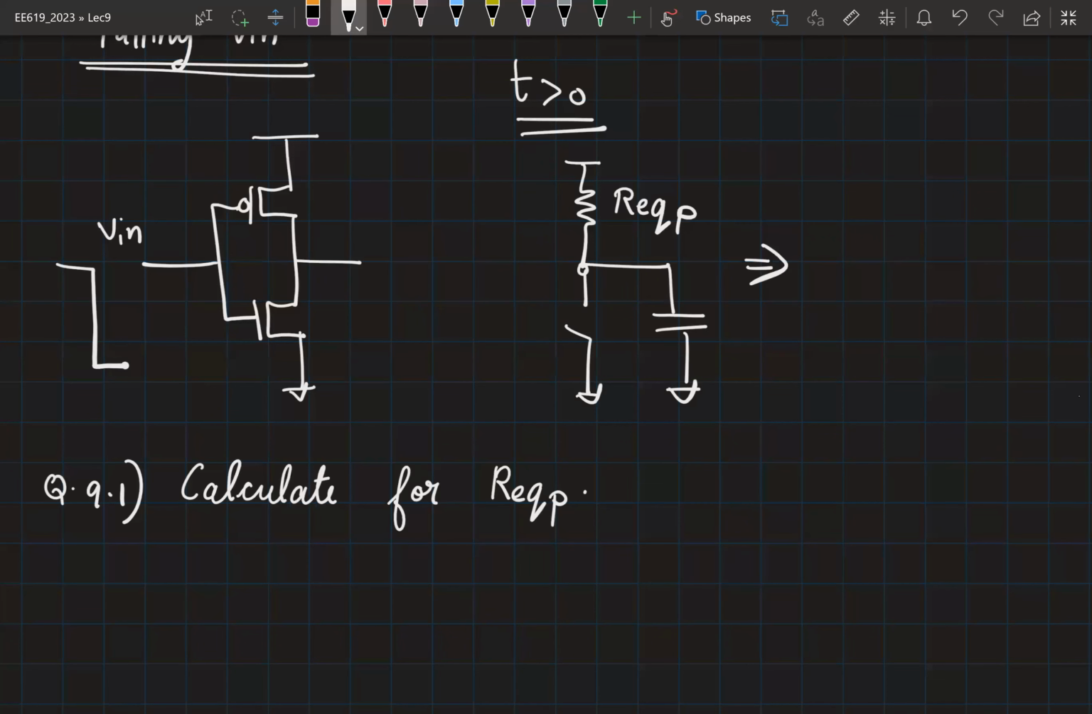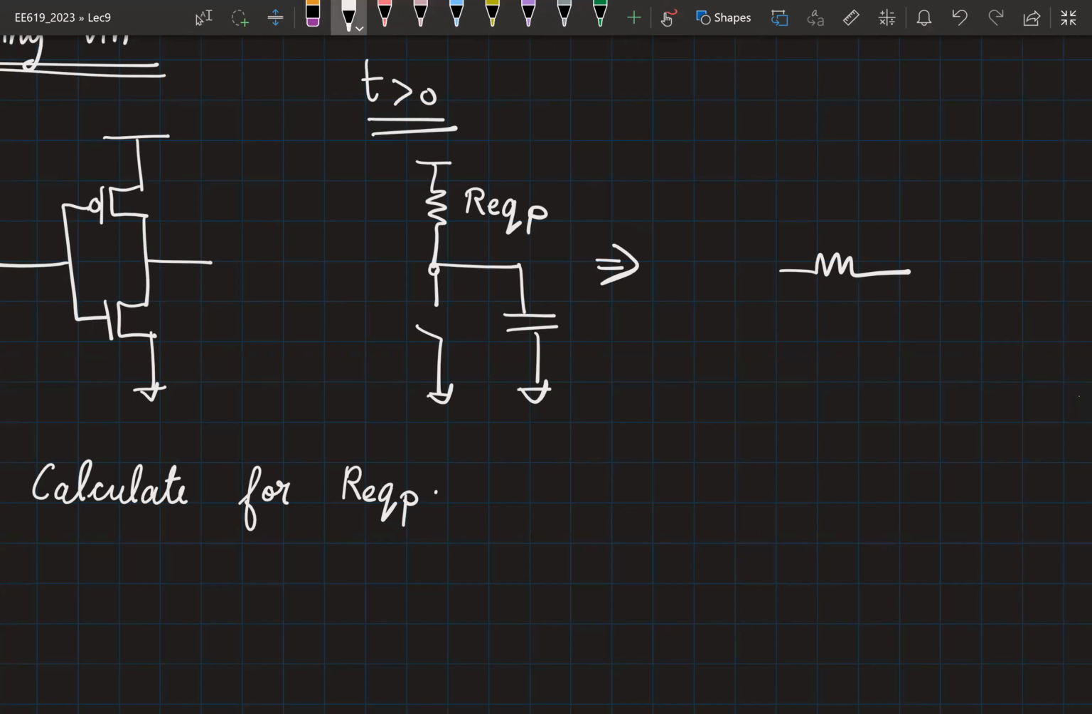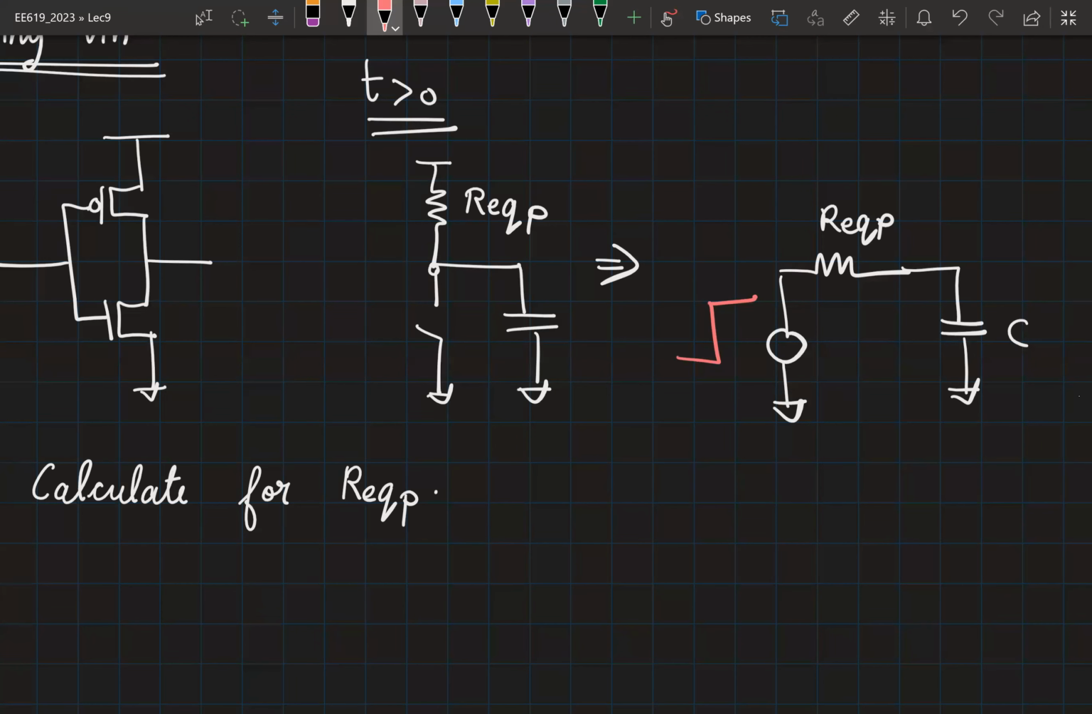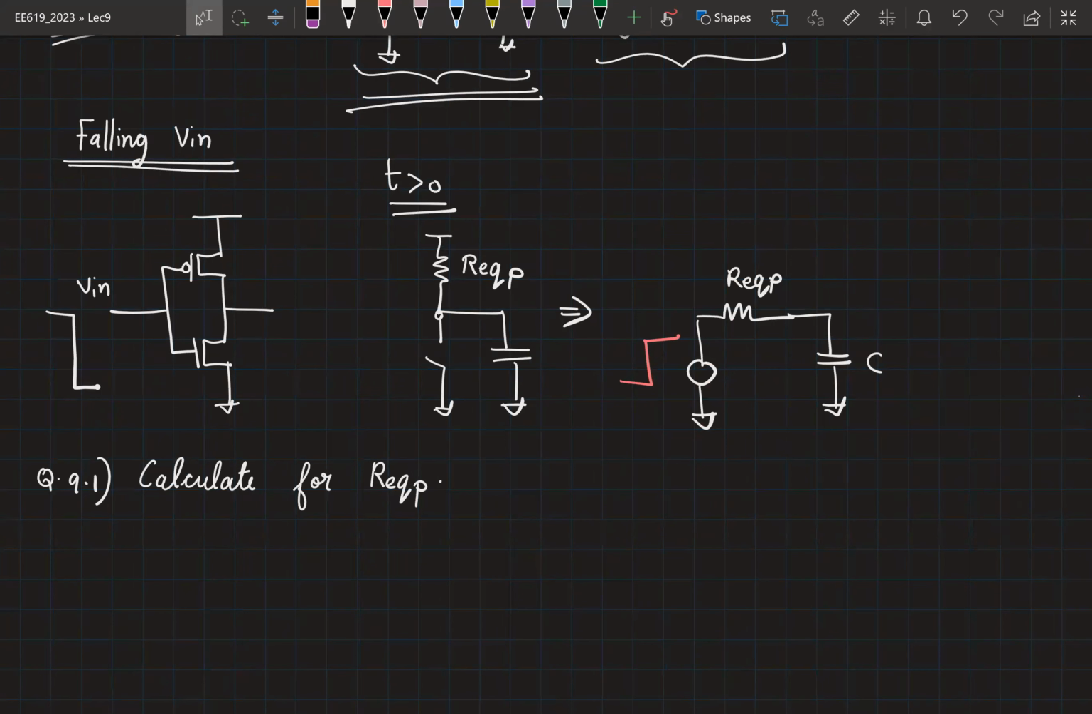Now, I can again bring in the input information into the circuit. So I can draw this as R equivalent P. Then I have the C here. What should I give as the input? It has to be a rising step. Okay. So far clear? So derive it and see it for yourself.